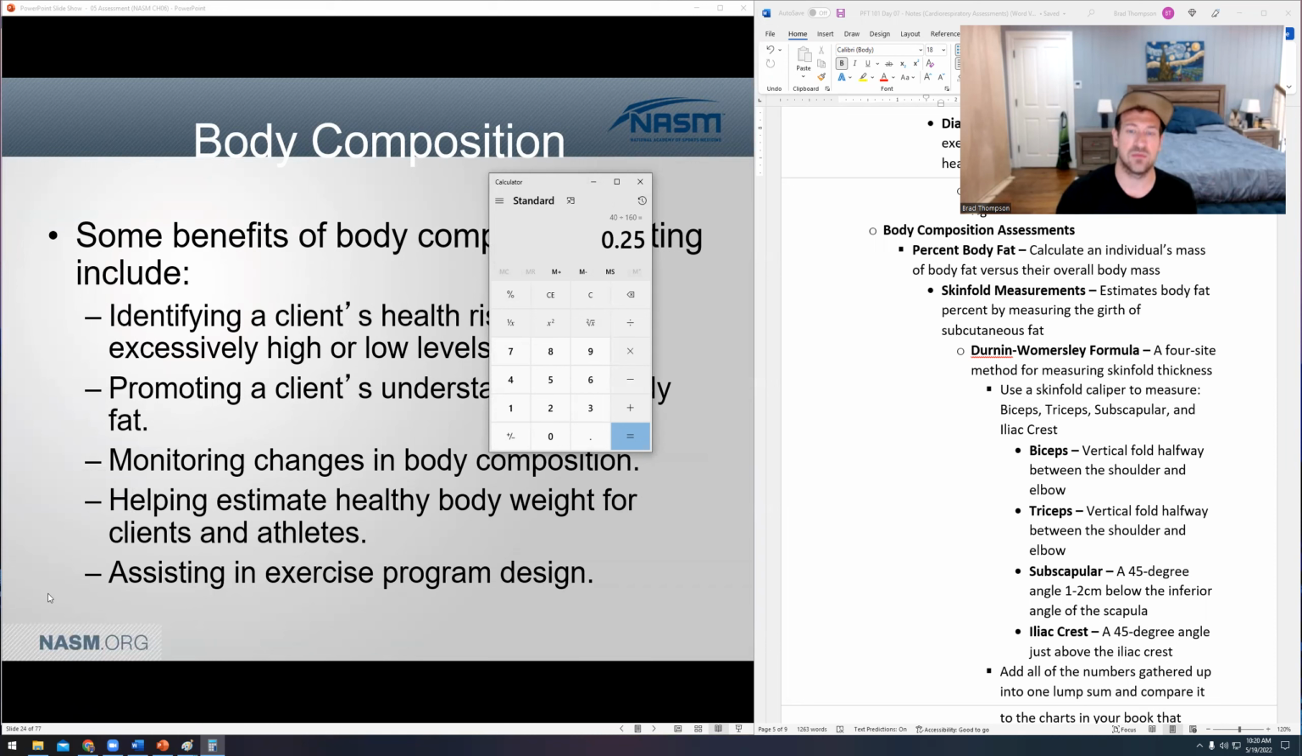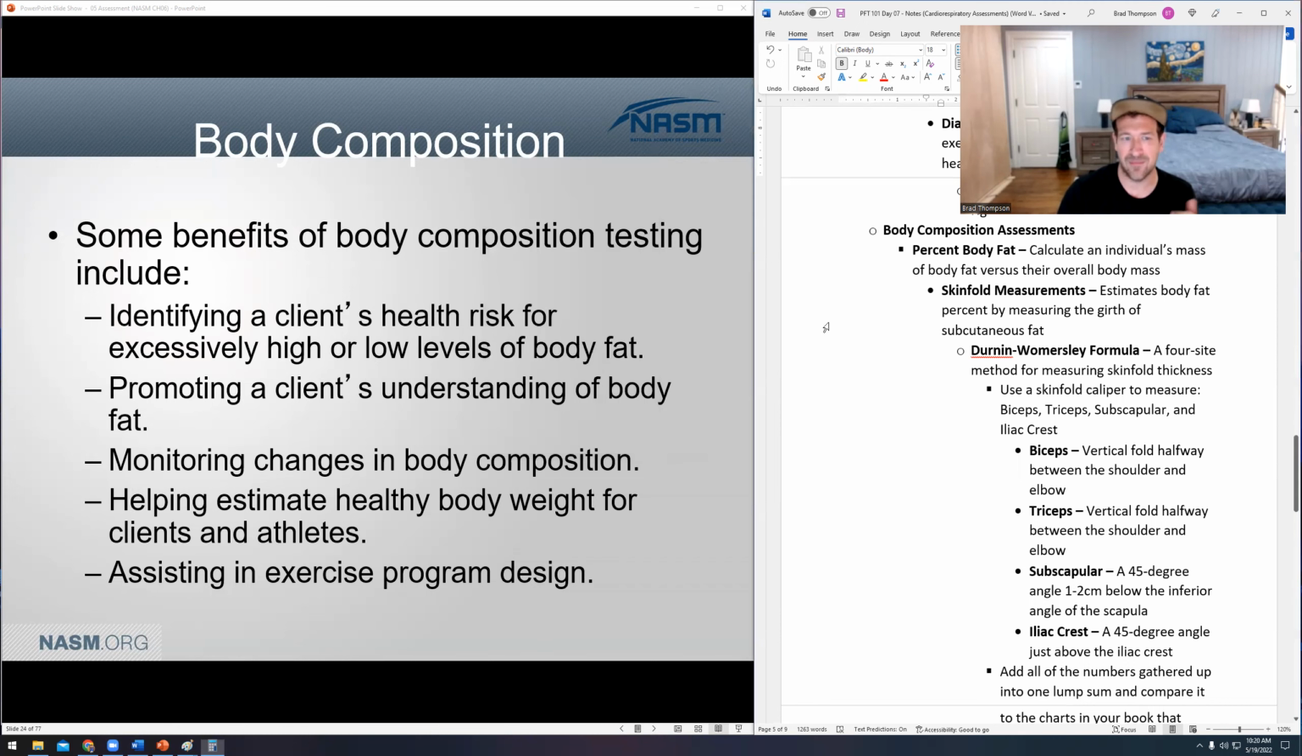Oh, whoops, that's not true then. 200... 7.2. What have I done wrong here? That's 20% body fat. I must have used the wrong number, but this is why I don't teach math.